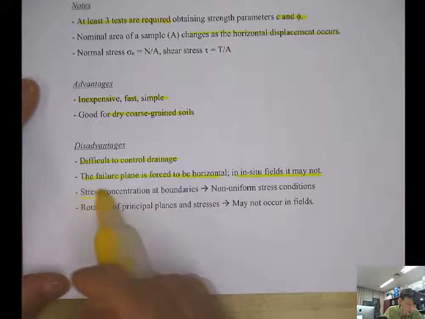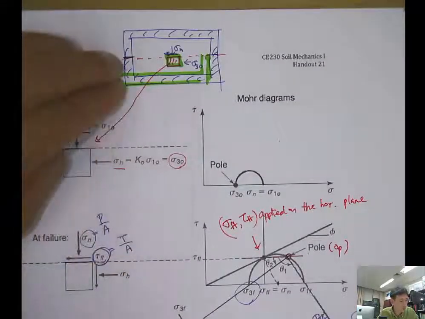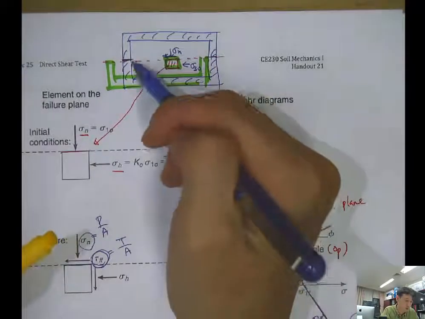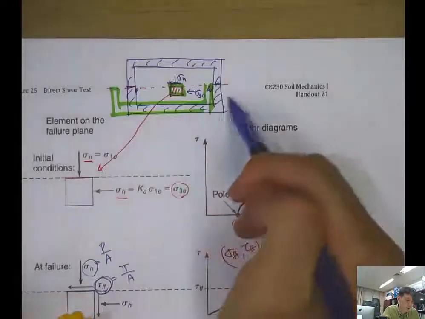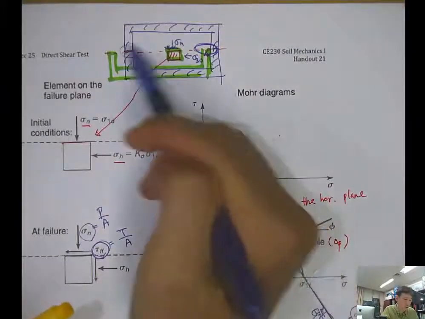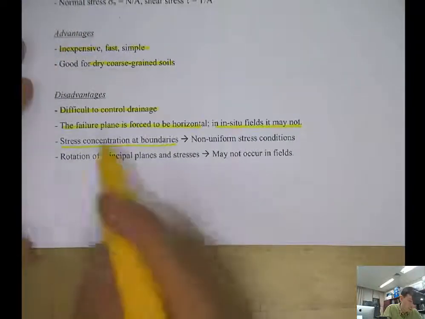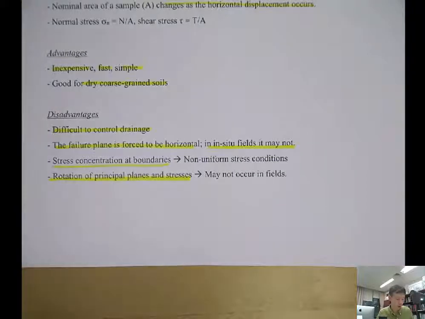And there is stress concentration at the boundary. When you have this kind of rectangular shear box, you have the stress concentration at the corner here. Because of the shear force applied here, more stress is concentrated at the edge near the boundary. And lastly, you have a rotation of the principal plane and stresses, which may not occur in the field.